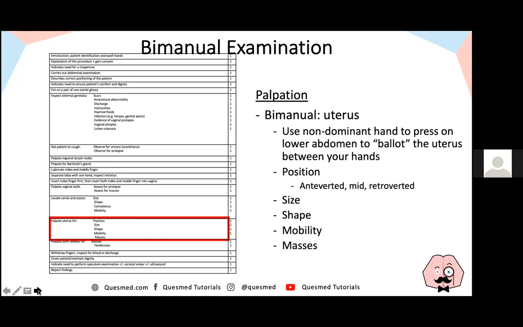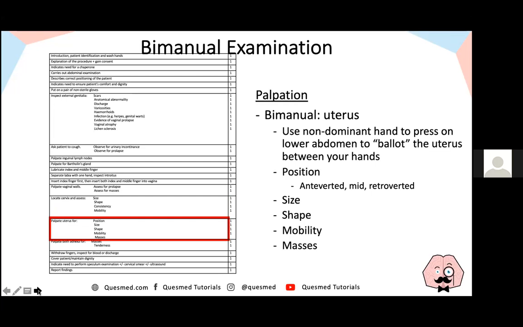So we then go for the bimanual examination. And for this, we bring our non-dominant hand into place on the abdomen. And we want to press on the lower abdomen. And what we're aiming to do there is to trap the uterus between your 2 fingers that are in the vagina and your top hand, which is on the abdomen. And you can then sort of bob the cervix and the uterus back and forward between your 2 hands. So we comment on the position. So if you can feel the uterus bobbing up against that hand on the tummy, chances are the uterus is anteverted or tipped forwards.